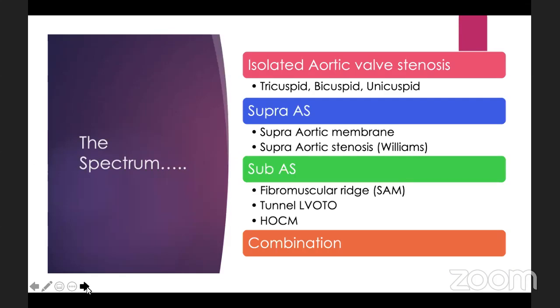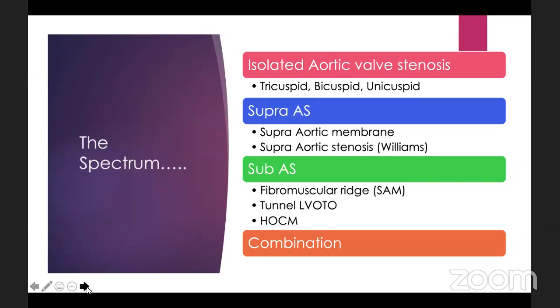So when I think of left ventricular outflow tract obstruction, it's really a spectrum of a disease. It's not an isolated entity, as you all know. It could be just an isolated valve obstruction due to dysplasia of the valve or underdevelopment. The valve could be tricuspid and stenotic. It could be bicuspid or unicuspid and stenotic.